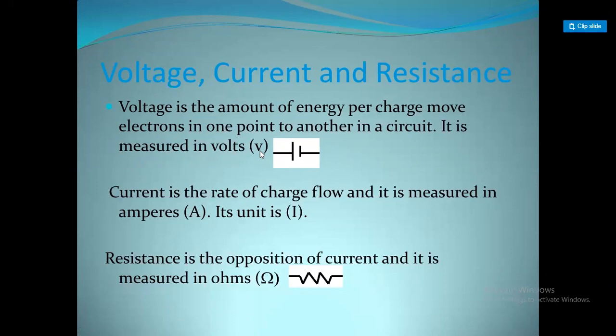Then, current is the rate of flow and it is measured in amperes, and the symbol is I. So simply, current is the rate of flow of charges, right? How fast the electrons are moving from one point to another. I mean, how many electrons per second, or how many coulombs per second, is the current. The simple formula for current is current equals charge divided by time, right?